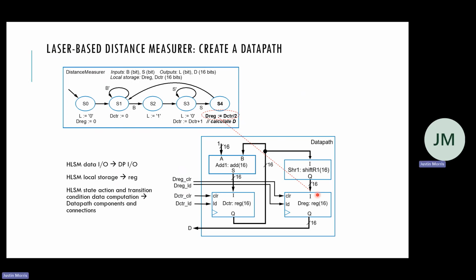Right? I just need to look at the high-level state machine. What are the different combinational components that I need? And what are the different sequential components that I need? And then all these equations also tell me exactly how they need to be connected, right? data count is data count plus 1. So one of the inputs into the adder is data count, the other is 1. The output is into data count. Dreg is data count divided by 2. So we have that shifter.